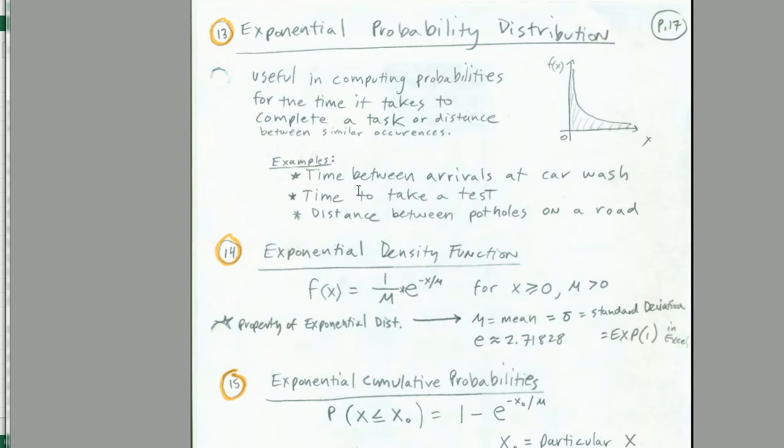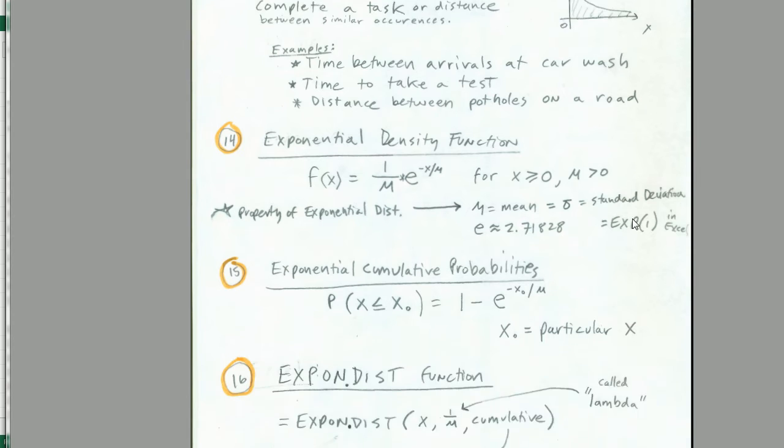So examples: time between arrivals at a car wash, or our example last video with Poisson, where we talked about number of arrivals at a restaurant per 1 minute. We could do time between arrivals at that restaurant, and we'll look at that example. Time to take a test, or distance between potholes on a road. It's related to the Poisson, but now we're talking about time between arrivals instead of number of arrivals per time period. Now, let's look at our functions.